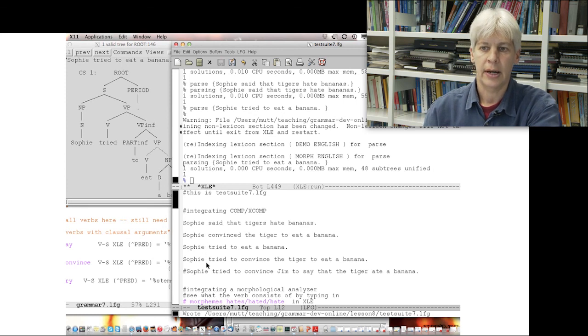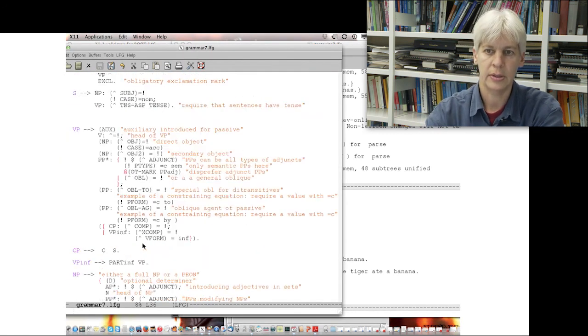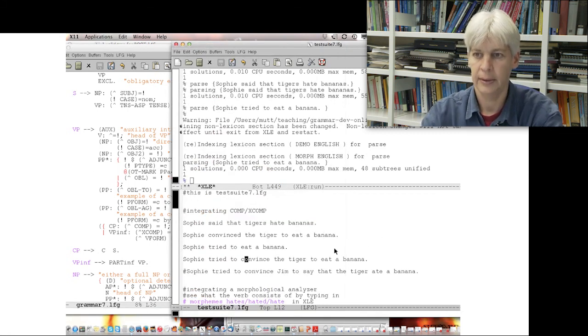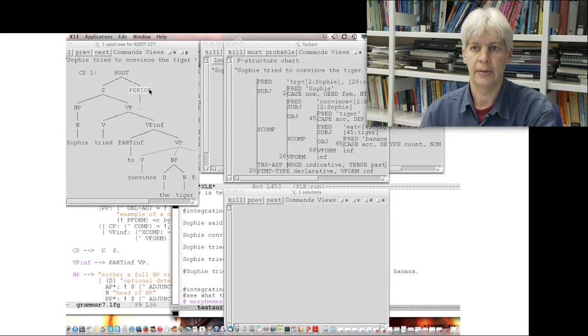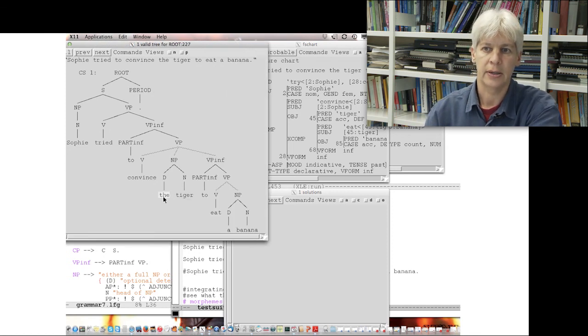Now we've got try embedding convince. I should not have to do anything else. This should work because we've got the recursion already built into the grammar here, right? We can recurse. The VP calls up the VP_inf, the VP_inf calls up a VP. So the recursion is already built in. It should work. Let's try it. Well, it gives us a parse. Let's see. Sophie tried to convince the tiger to eat a banana. A VP_inf embedding a VP, which embeds another VP_inf. Okay, that looks good.